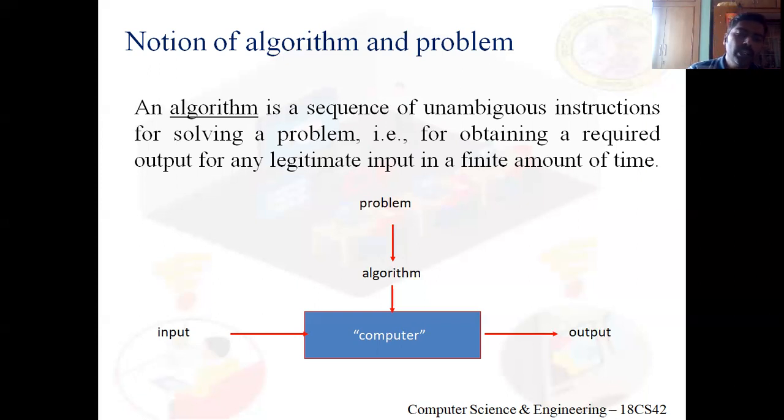So now I have designed my algorithm. I said it's machine independent, but now I need to translate it into machine-understandable form using any programming language. Then, on giving an input, my computer processor executes it, takes that input, and gives the corresponding output.